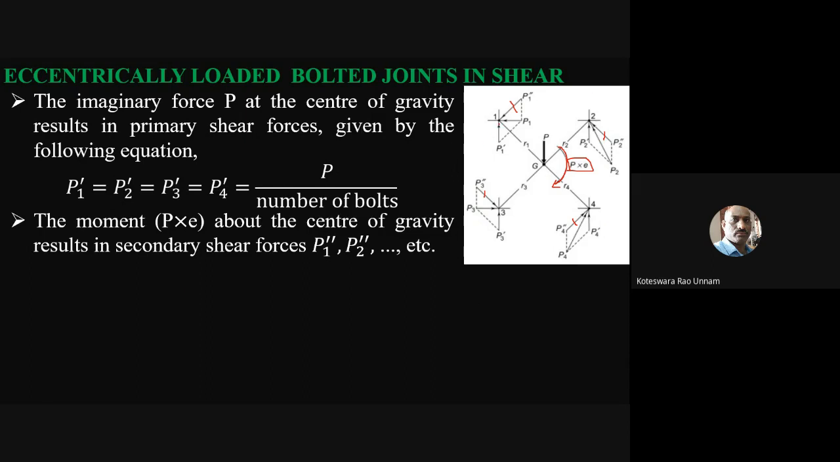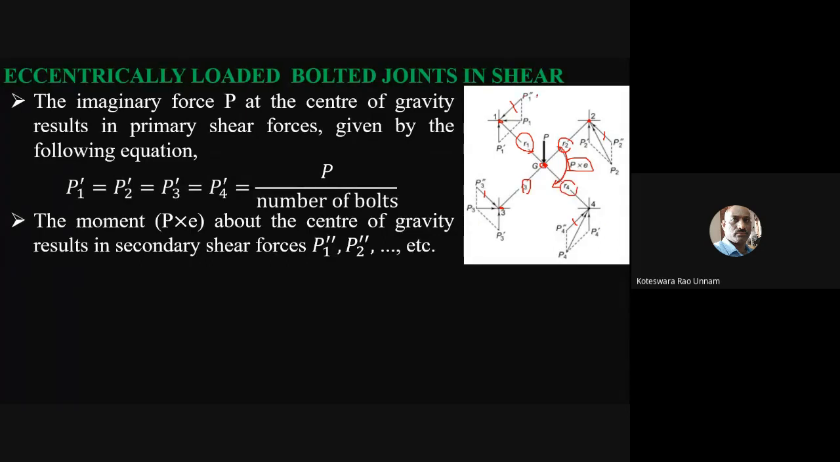Now, I have taken this distance as R1. R1 is the distance of bolt center 1 to G. Similarly, R2 is the distance between bolt center 2 and G. R3 is the distance between G and bolt center 3. So R4, like that I can take it.